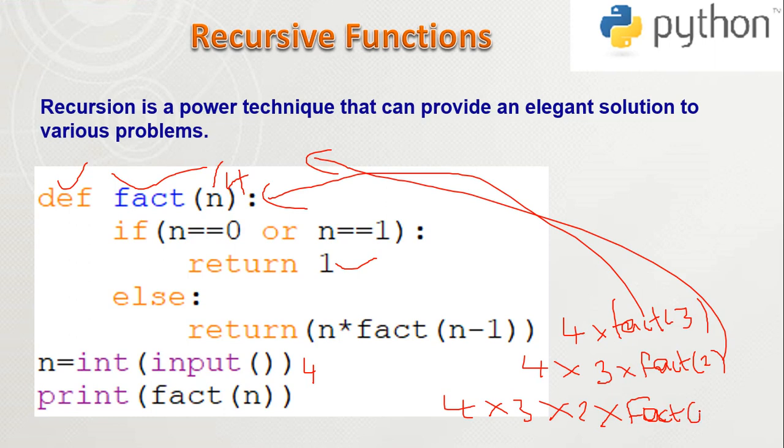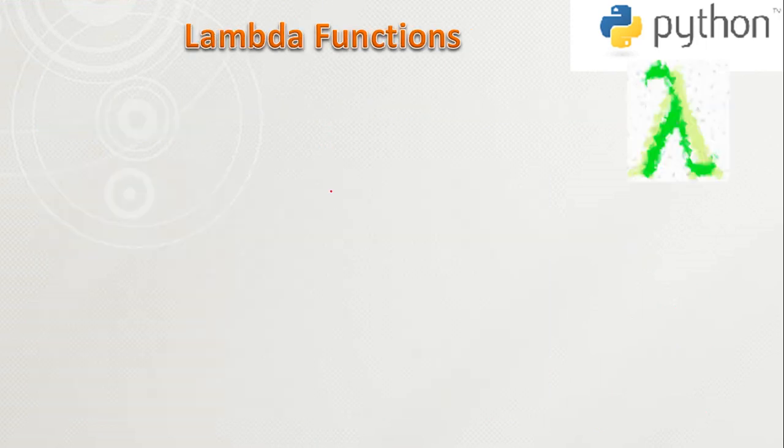Fact of 2 minus 1 is 1 here, right? So then again it goes to the function body. This time n is 0, not satisfied; n is equal to 1, this is satisfied, so this will return 1 here. Then 4 3s are 12, 12 2s are 24. So your answer 24 is returned to the caller here, so 24 gets printed on the screen. This is the way we define a recursive function. We can solve any kind of problem, like the Fibonacci series, even a complex problem, using a recursive function.